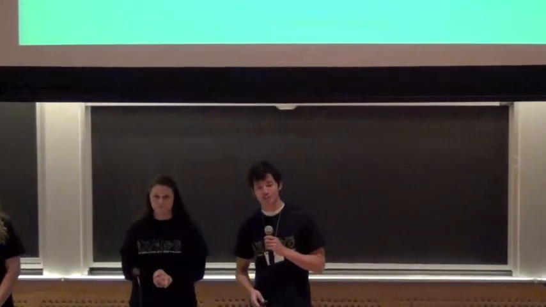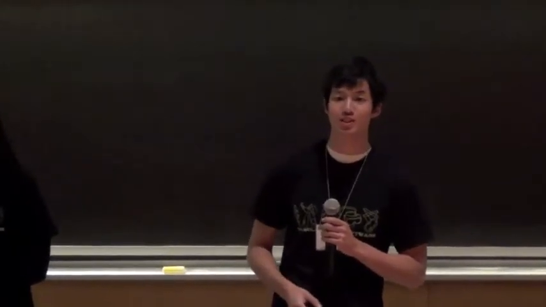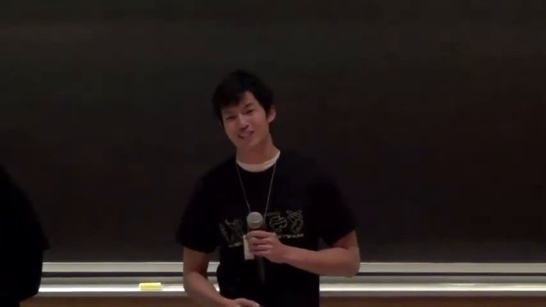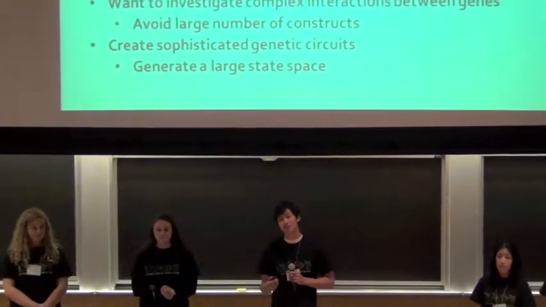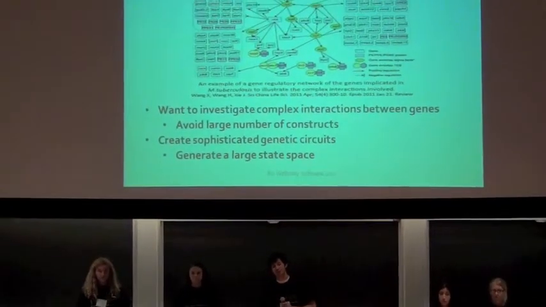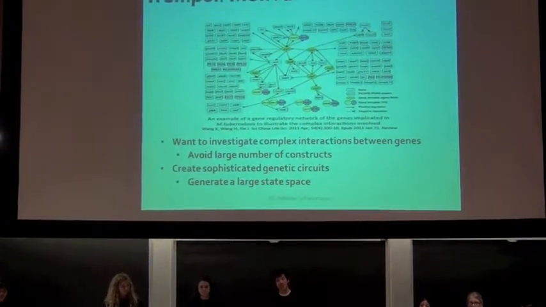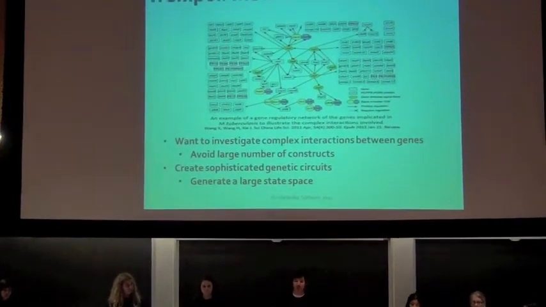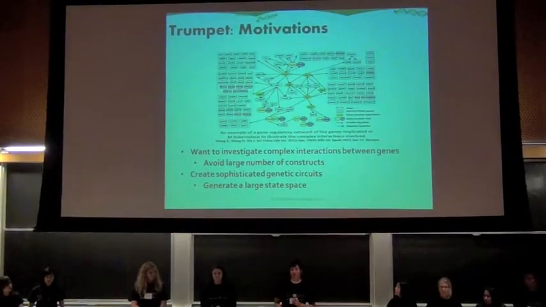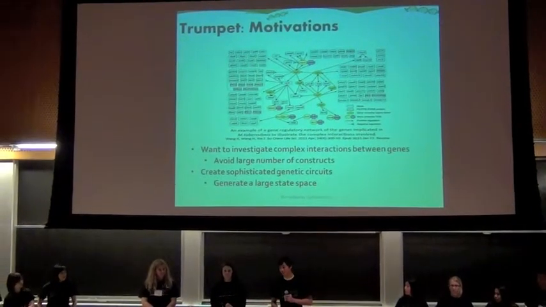As Margot previously mentioned, this summer we were interested in investigating the interaction of genes in tuberculosis. Shown behind me is a gene regulatory network of tuberculosis. We wanted to investigate this complexity without constructing a huge number of parts. Yet at the same time, we want to create sophisticated genetic circuits, not just for exploring tuberculosis, but also for other novel applications. Such genetic circuits should capture a large state space, which can best capture the complexity of our desired applications.